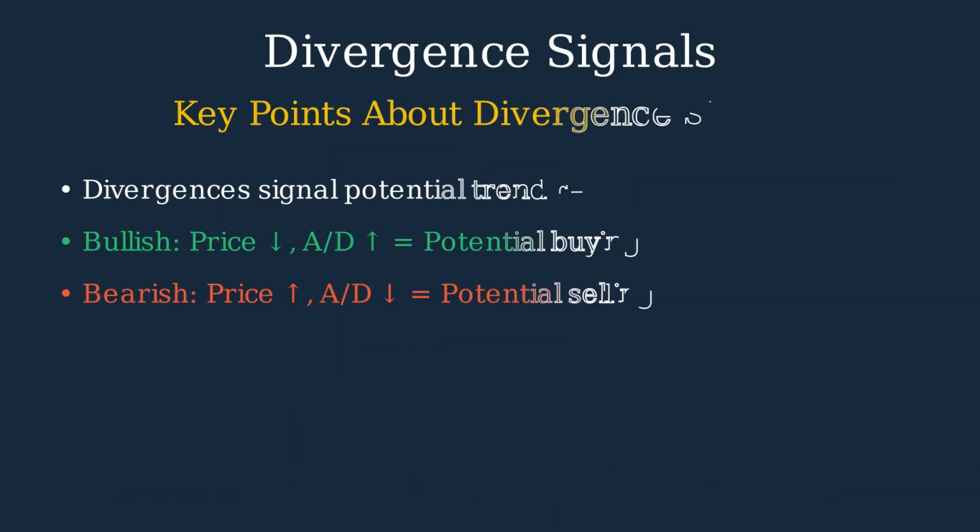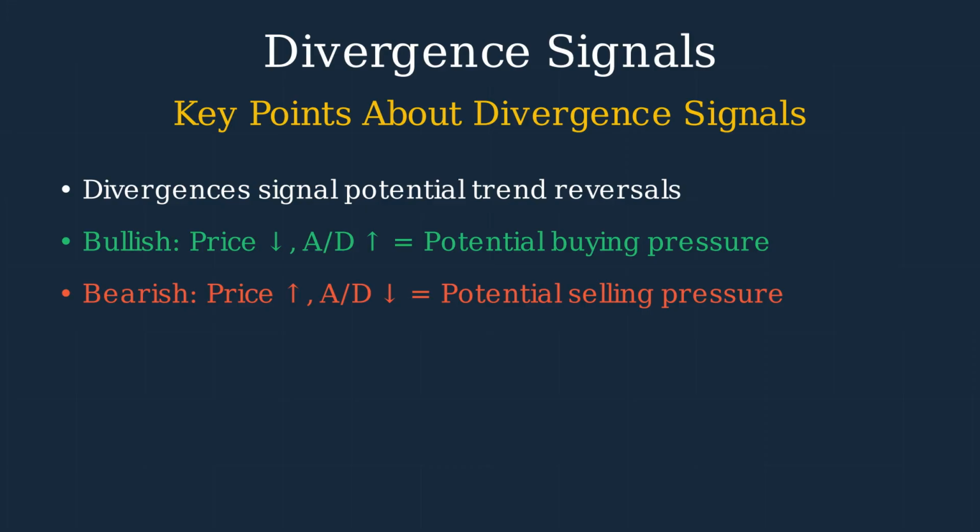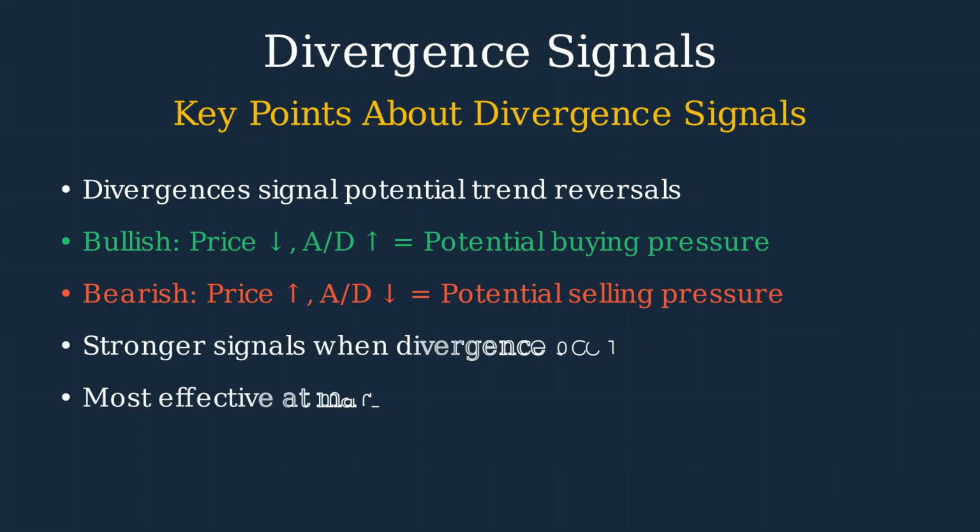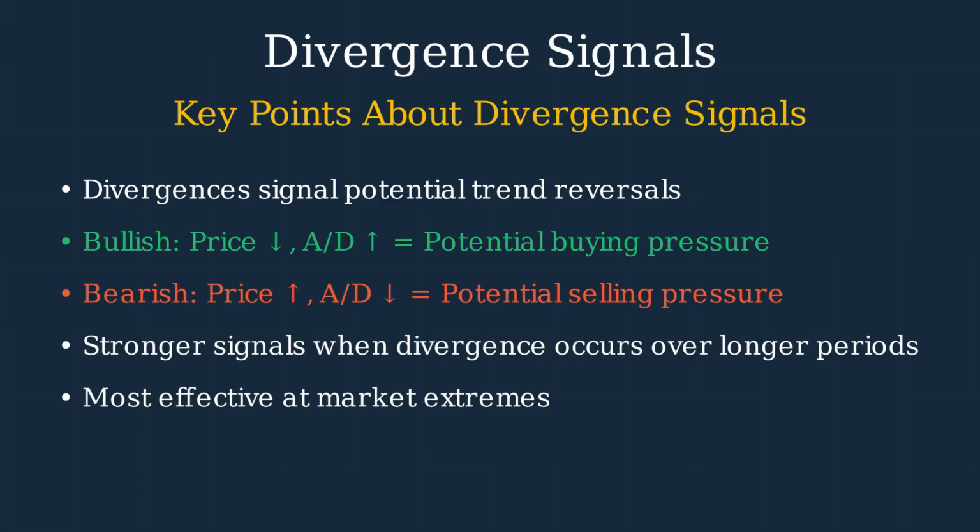Let's summarize the key points about divergence signals. Divergences often signal potential trend reversals. Bullish divergence shows possible buying pressure building, while bearish divergence indicates potential selling pressure despite rising prices. Remember that divergence signals are stronger when they form over longer periods, and they tend to be most effective at market extremes.